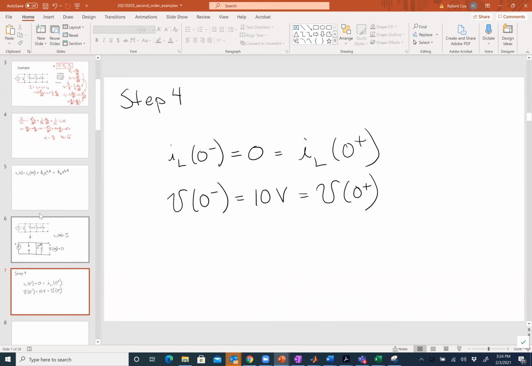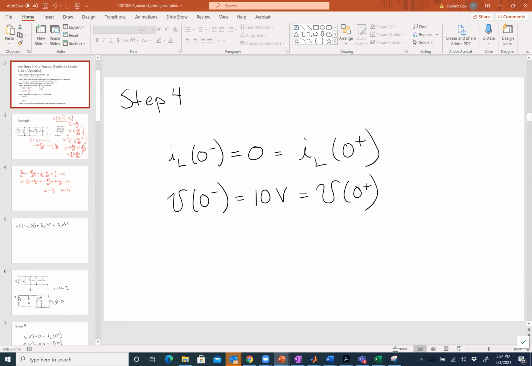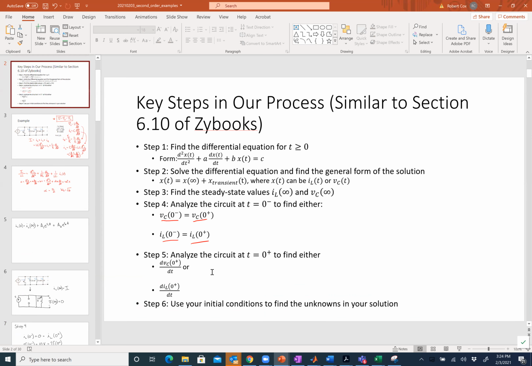Okay, now I'm on to step 5. Step 5 is to get my other initial condition. Analyze the circuit at t equal to 0 plus, and find these values here. Wait, quick question. VC 0 minus and VC 0 plus, are they always equal? VC 0 minus and VC 0 plus are always equal. IL 0 minus and IL 0 plus are always equal.